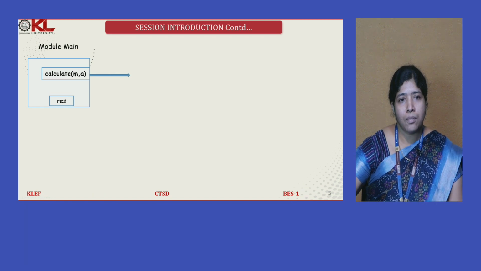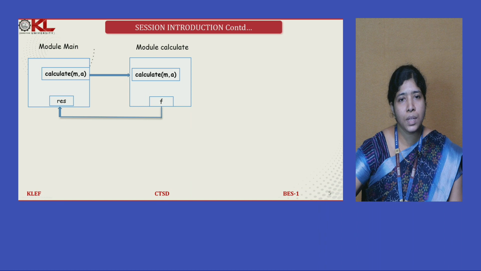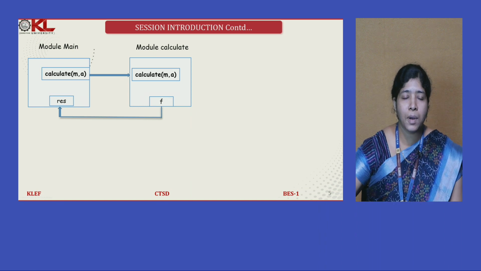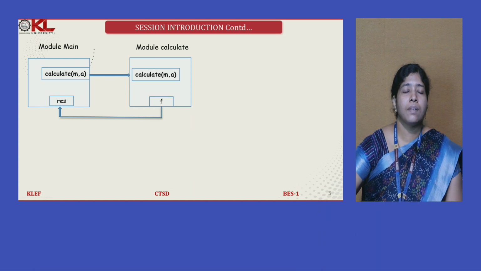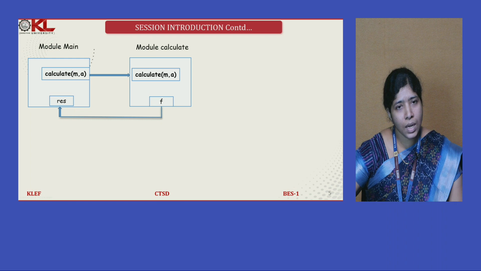So for a method in the main module, the method name is calculate. I have given the names m and a. Now I am passing the m and a values to the method. What is that method name? Calculate. So this calculate method takes the values of m and a and performs some operation. I am storing that in f, and I am passing that to the variable available in the main function. The variable name is res. Just an outline I am giving, we will go into detail.